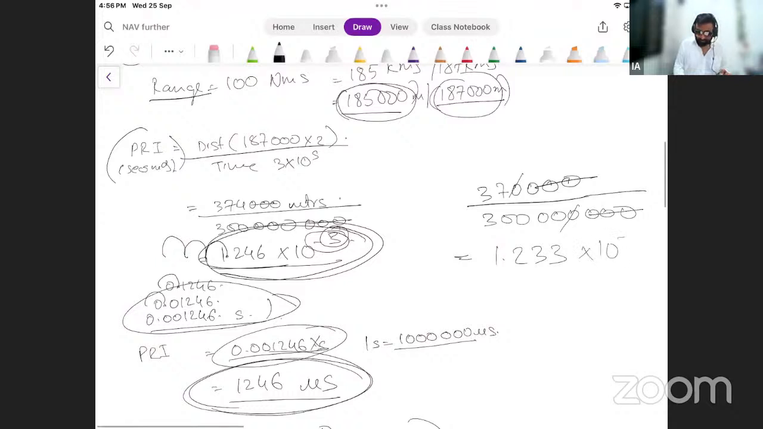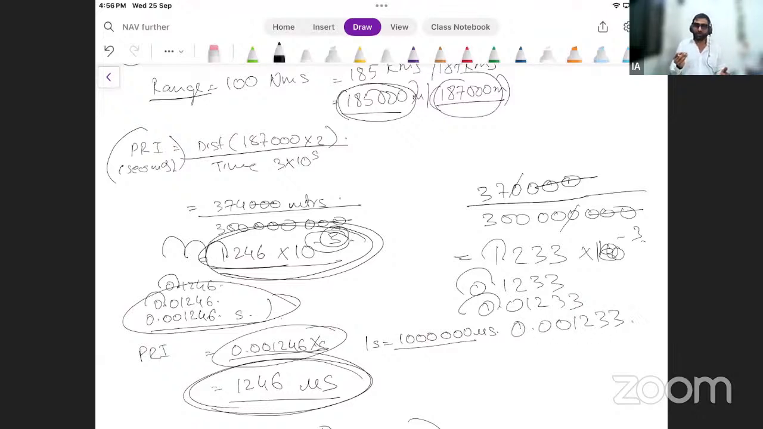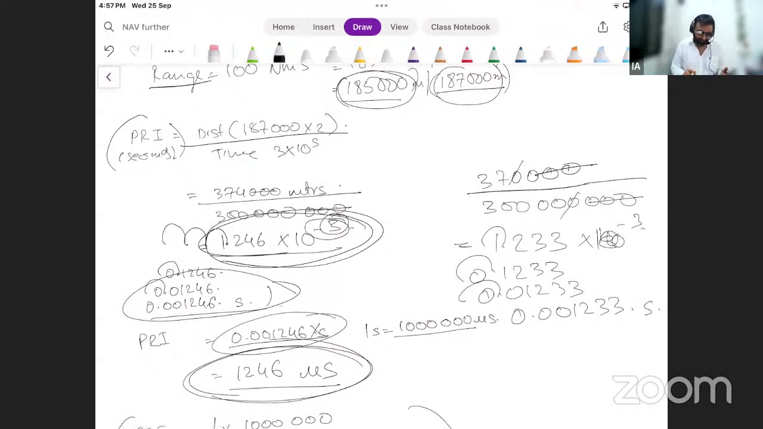So you get 1.233 into 10 raised to minus 3 here. So again, 1 gives 0.1233, 2 gives 0.01233, and 3 gives 0.001233. Just trying to make you learn how you can easily master this particular math of moving your decimal when you have raised to minus 3. Like one by one, step by step, you can develop mastery like this. Okay. So this value is in seconds.